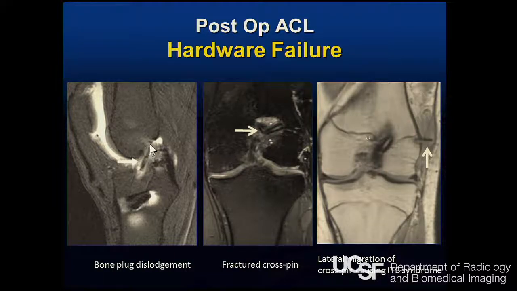We may have something like this, where the bone plug is dislodged from the distal tibial screw. You may have fractures of the crosspin, as seen here, where the crosspin has even been centralized into the intercondylar notch. And a very unusual case where you had a fractured crosspin, some of which went into the intercondylar notch, and some of which migrated laterally and was resulting in an iliotibial band friction type syndrome clinically.